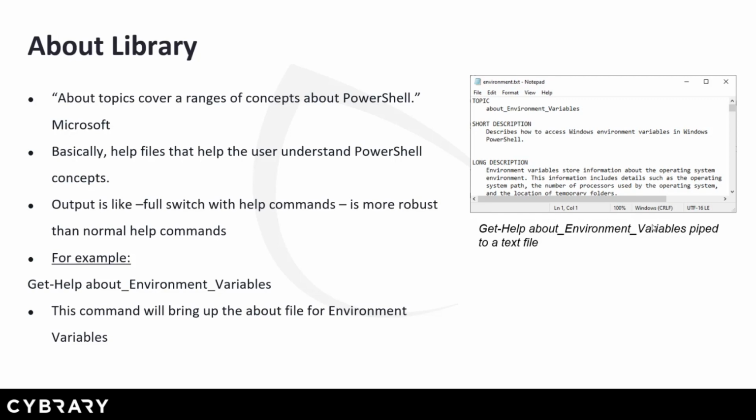Now, the command here will bring up the About file for environment variables, which you can see in the picture over here. We piped it to a text file so you can look at the information. Now, in some cases, it might be easier to pipe to a text file so you can sit there and read it or have it for later. In other cases, you can go ahead and just put it on your PowerShell window and read through it.